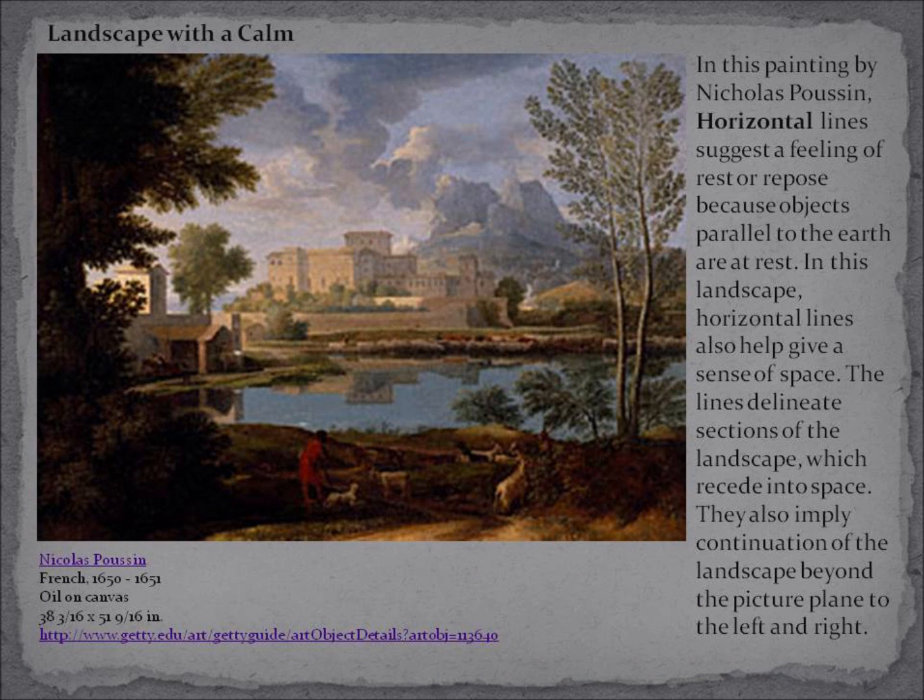Art would be nothing without line, sometimes known as a moving point. In this painting by Nicolas Poussin, horizontal lines suggest a feeling of rest or repose, because objects parallel to the earth are at rest. In this landscape, horizontal lines also help give a sense of space. The lines delineate sections of the landscape, which recede into space. They also imply continuation of the landscape beyond the picture plane to the left and right.